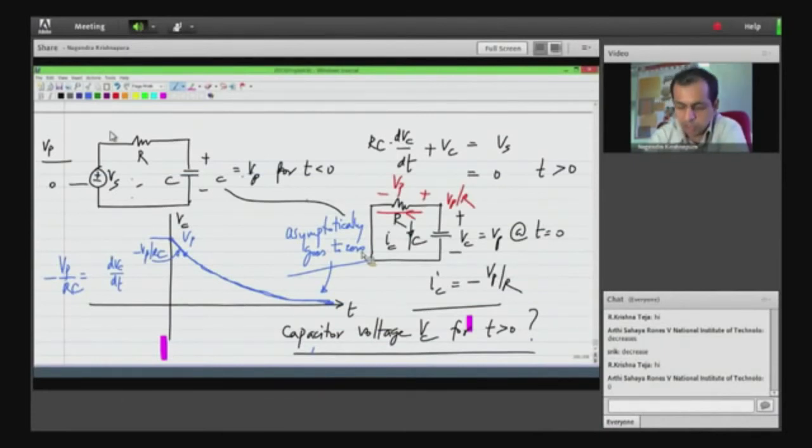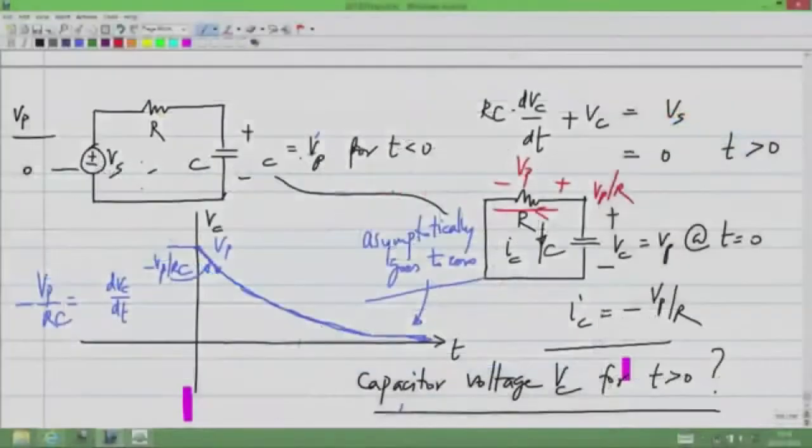So key things to remember are the values of the slopes and so on. So this slope is minus Vp by Rc. Okay, so it starts from Vp, and if it went like a straight line with that slope, it would cut the time axis at t equal to Rc. But of course it doesn't do that, because the moment the voltage reduces a little, the current also reduces, so the slope reduces and so on.